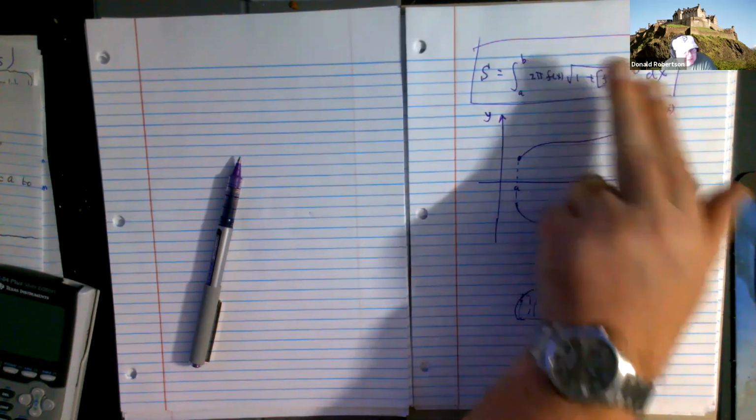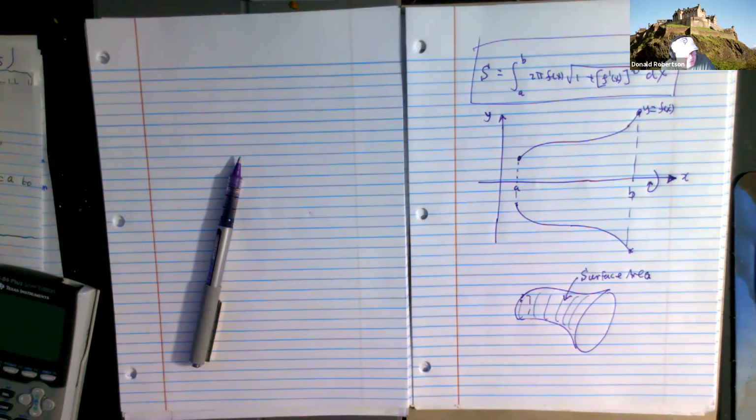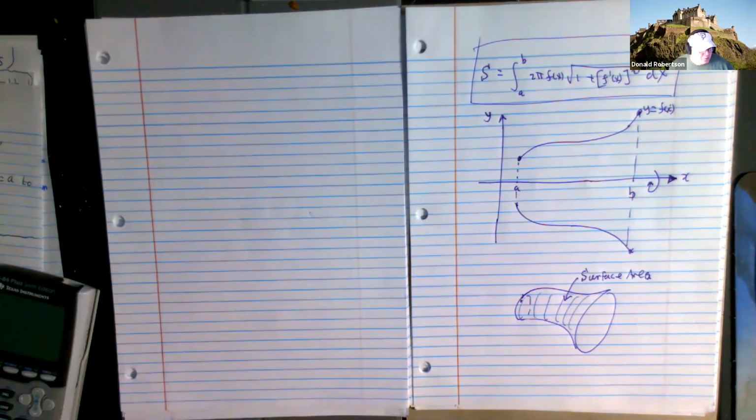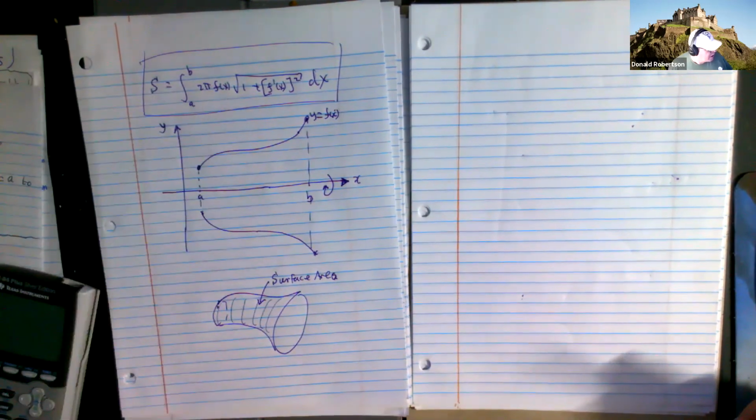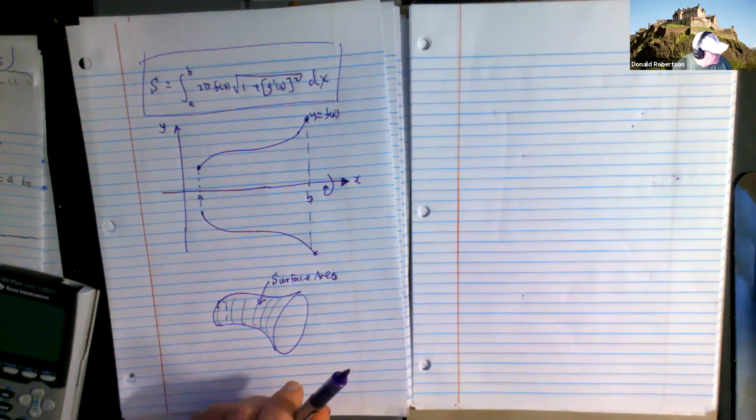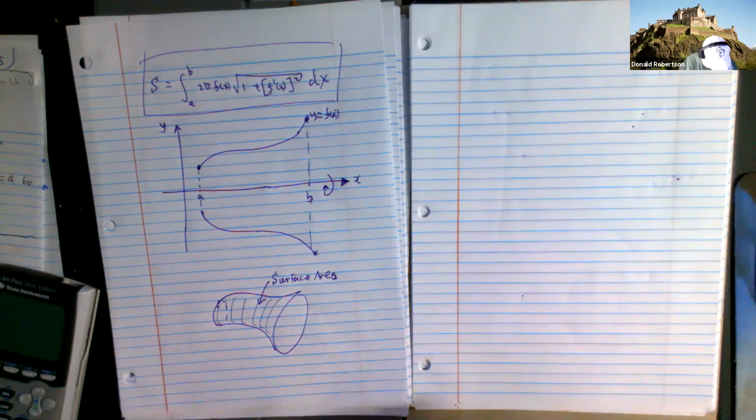Isn't the 2 pi f of x very similar to the volume one? Remember doing the volume one. So it's like a Frankenstein formula, made of a bit of rotation and a bit of arc length. As long as you give me f of x and a start and a finish value, then we are good to go as far as calculating exact areas on the curves.